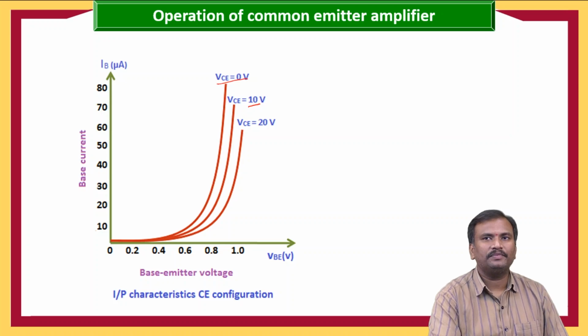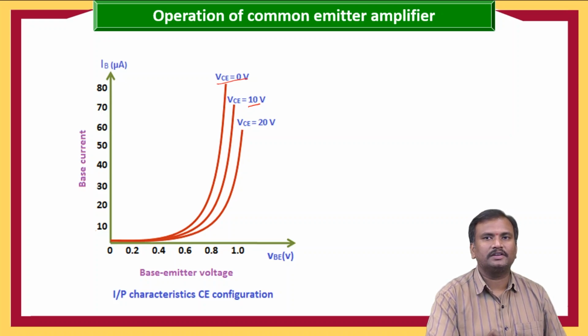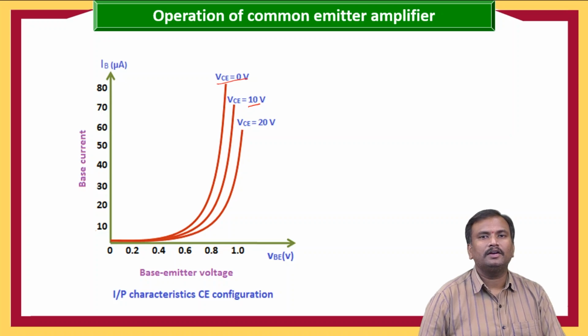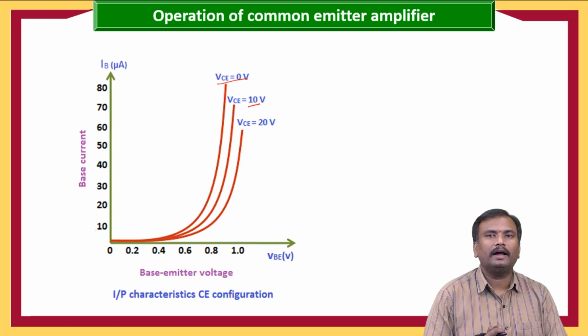In the same way, when we go on increasing the VCE value, there will be some change in the input characteristics for the common emitter configuration. Like this, by changing the different collector voltages, we draw the characteristics for the input base voltage and base current.